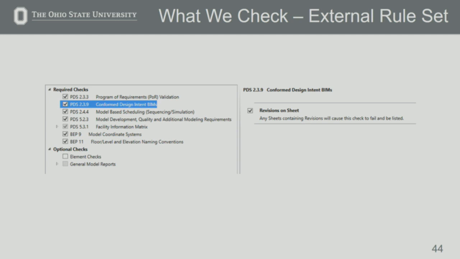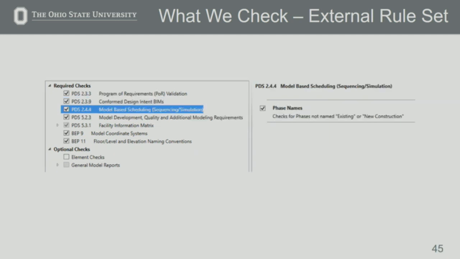So we ensure those have all been rolled up. We also only want either existing or new construction as phasing. So we don't want any demos or any other types of phasing. So we check to make sure that that's been cleaned up before they give it to us.